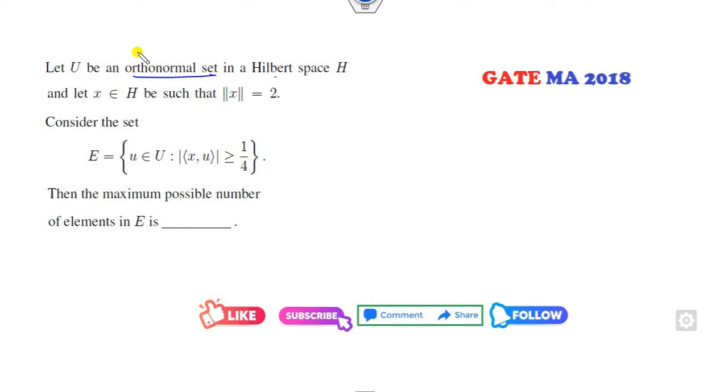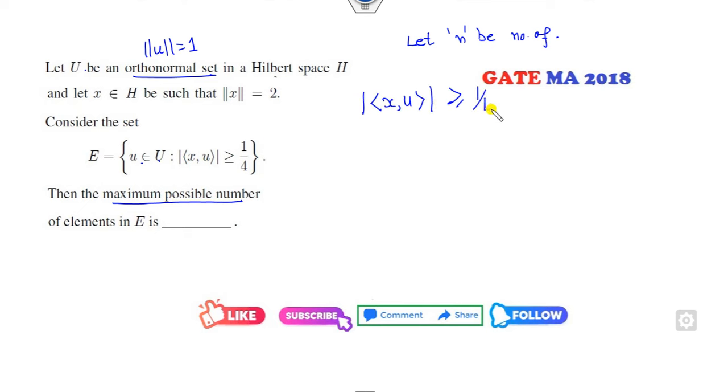Okay, again it's orthonormal. So for any element u, the norm of u is my 1. Very simple. You have to find the maximum possible number of elements. Let n be the number of elements. So what is given to you? This is greater than 1 by 4. In order to apply the Cauchy-Schwarz inequality, I have to take the summation of this. But before that, I can take a square so that I can apply the Cauchy-Schwarz inequality. This should be a summation of 1 by 16. Now 1 by 16 summed is n over 16, which is less than or equal to this number.